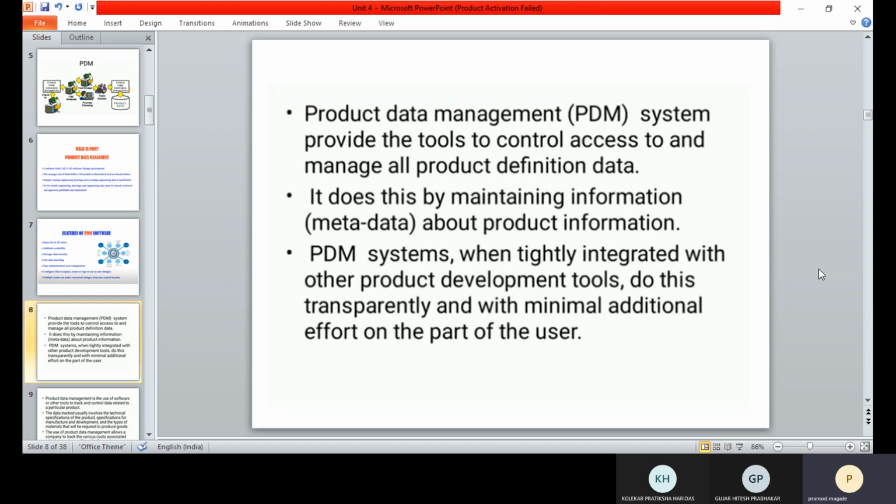Our title is Product Data Management. In the previous session, we have seen PLC, Product Life Cycle. After that, we are moving towards PDM, Product Data Management.